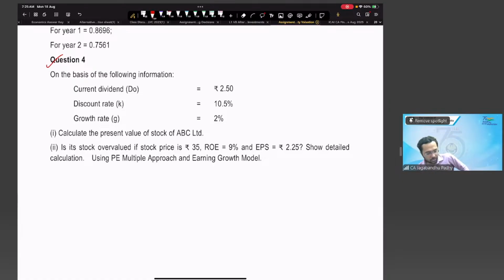And if the stock is, let's say, 35, you have to say whether it is overvalued. Return on equity is 9%, EPS is 2.25, and we have to do the detailed calculations using P multiple and earnings growth model. So you have to use both things, P multiple and earnings growth model. So there are two aspects to it. Let me just take down this question over there.